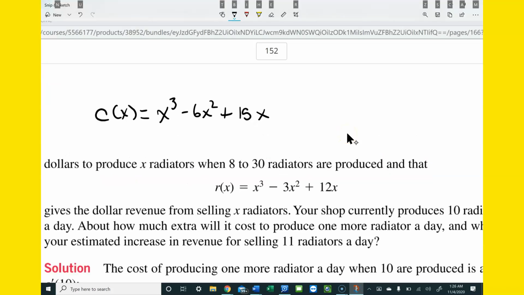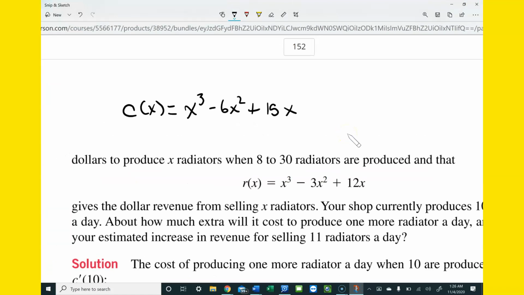All right, derivatives make this question really easy to answer. I went ahead and wrote the cost function that was on the previous page. Take the derivative of that thing, c prime of x will be what? 3x squared minus 12x plus 15. Hopefully taking derivatives is second nature to you at this point.